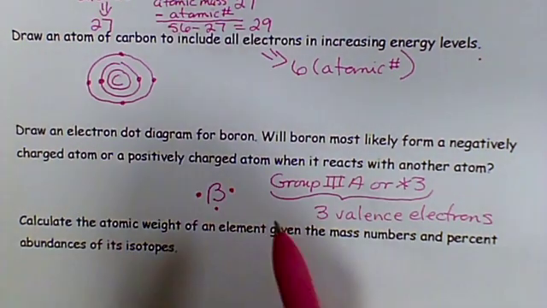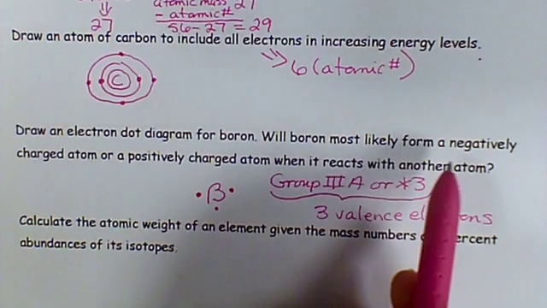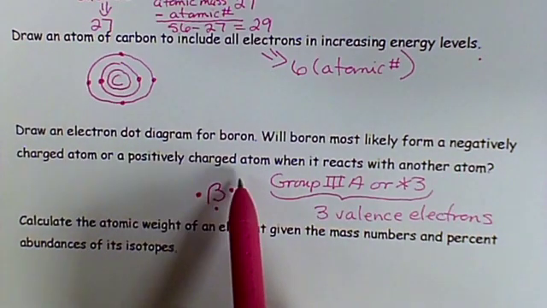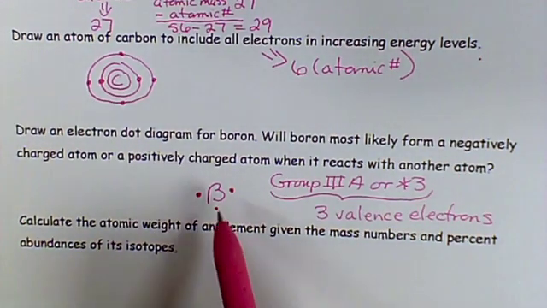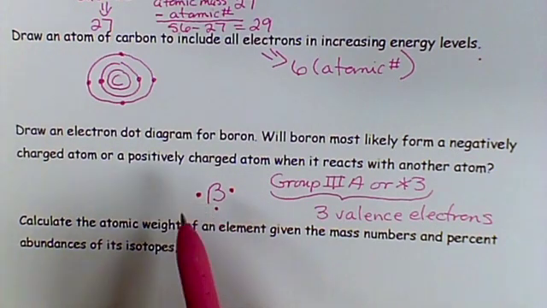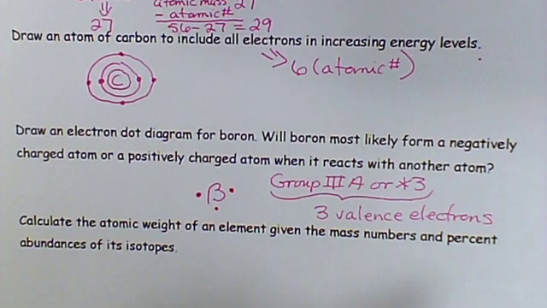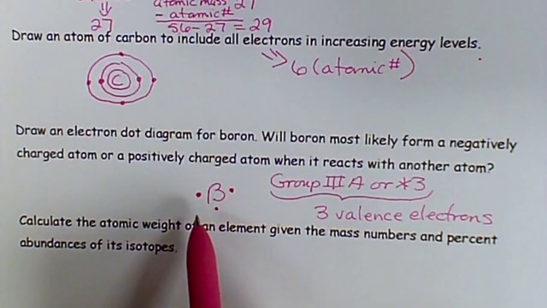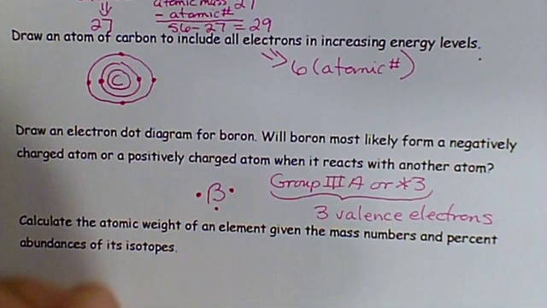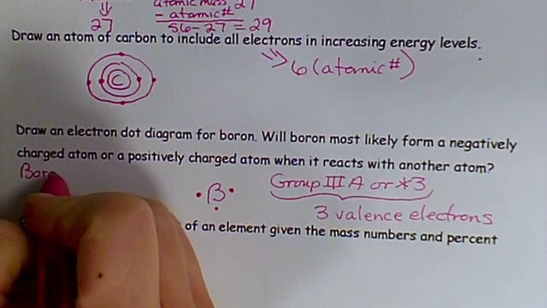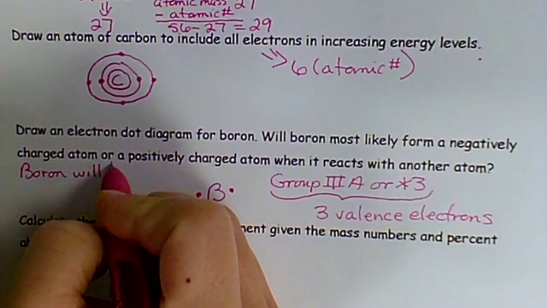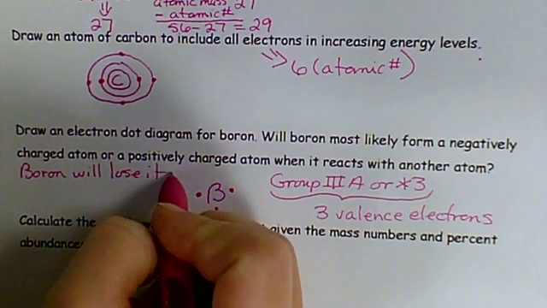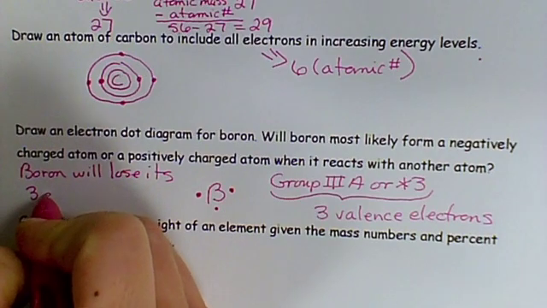Now the rest of the question says, will boron most likely form a negatively charged atom or a positively charged atom when it reacts with another atom? It has less than 4 electrons. It wants 8 in its valence shell to be happy. So if it has less than 4, it's going to give them up. So boron will lose its 3 electrons.